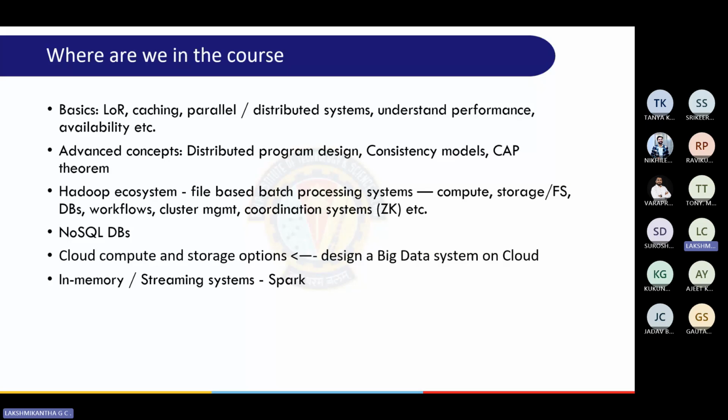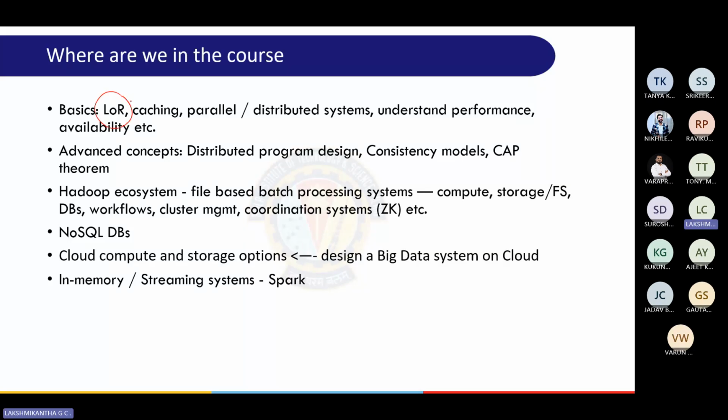We have discussed LOR, right? That is the locality of reference. Okay, and the different caching strategies, understanding parallel and distributed systems, and grasping metrics like performance and availability. So that was the theoretical foundation we learned in the previous sessions.